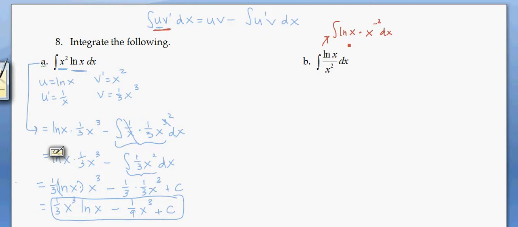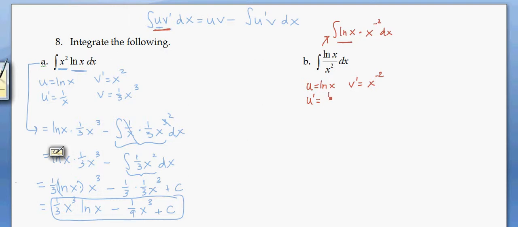Okay, so again, I have to make the choice where one of these terms I'm going to be taking the derivative of and one I'm taking the antiderivative of. Again, since natural log is showing up in here and we don't know the antiderivative of natural log at this point, it makes it a sort of natural choice that u has to be natural log of x and v prime is our x to the negative 2. So now we find the other parts.